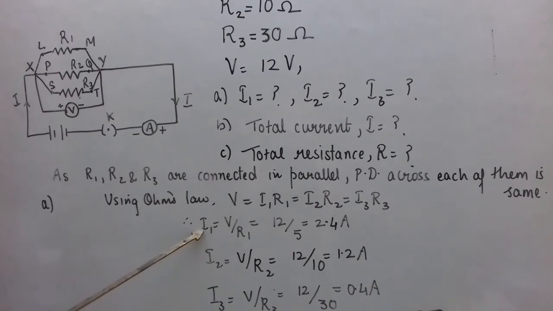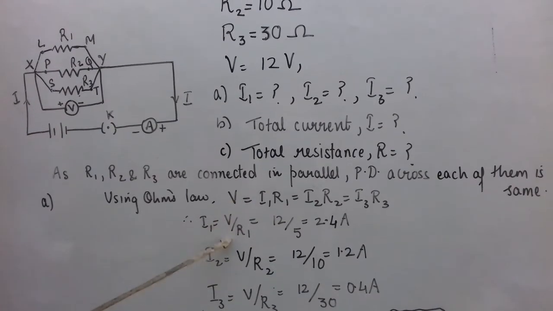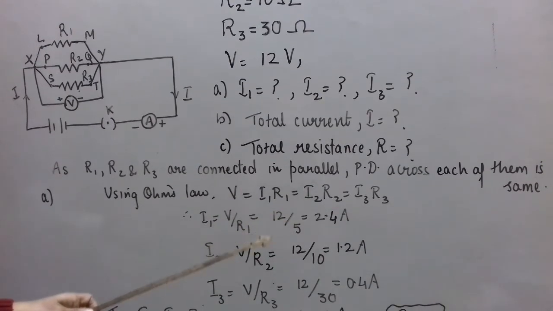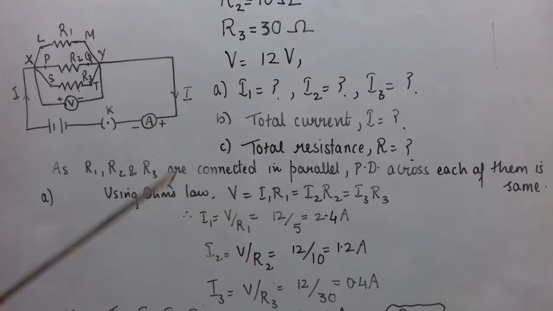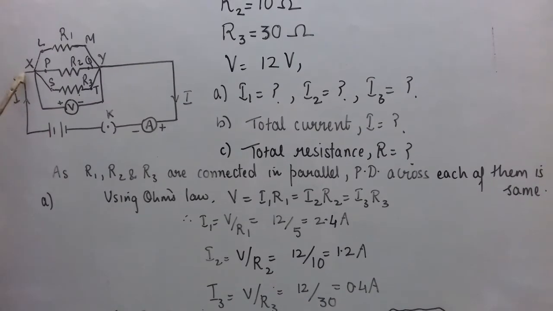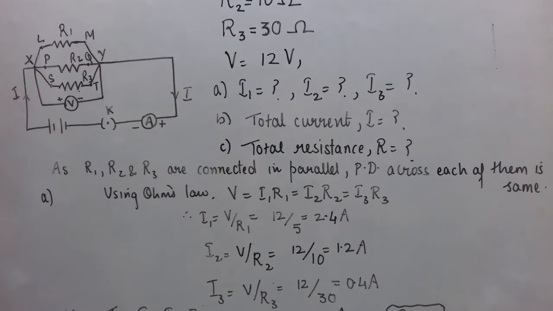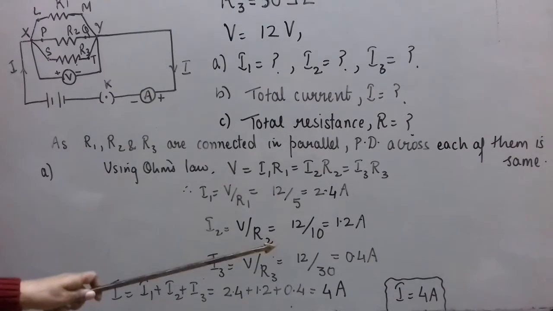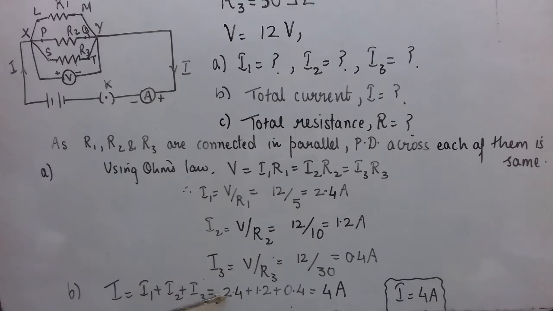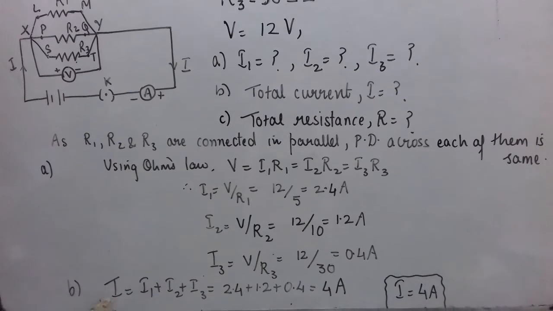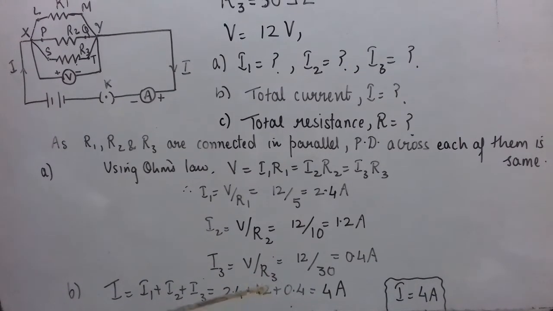So remember, don't just directly put the values. First write down the formulae and then after putting the values, get the answer and write the units too. In each answer you have to write the unit. Now next is total current. We know that total current I gets divided into three parts, I1, I2, I3. So we can write total current I will be equal to I1 plus I2 plus I3. Just put the values that we have found for I1, I2, I3. When you put the values 2.4 plus 1.2 plus 0.4, you get the total current in the circuit to be 4 ampere. Okay.